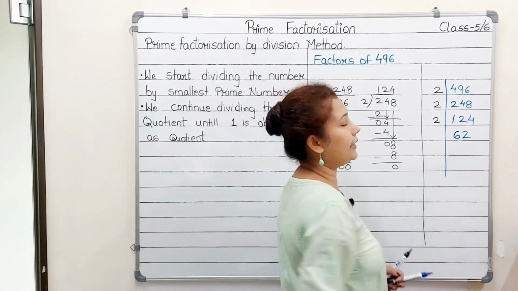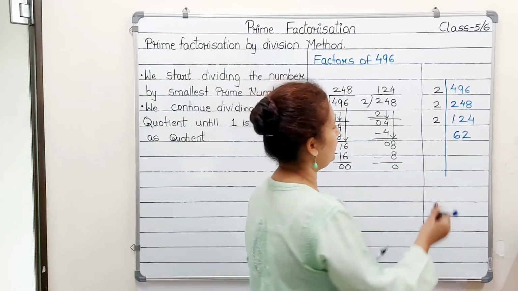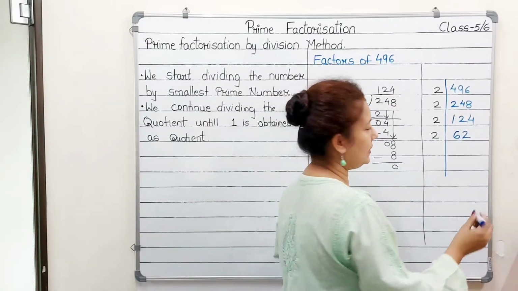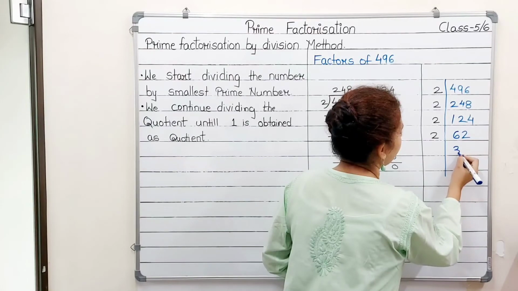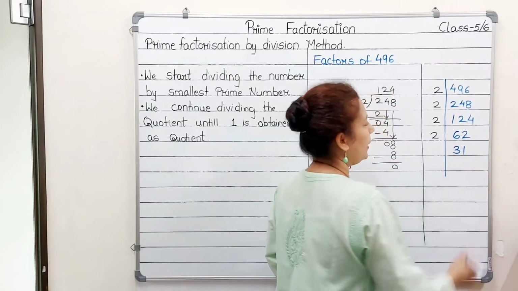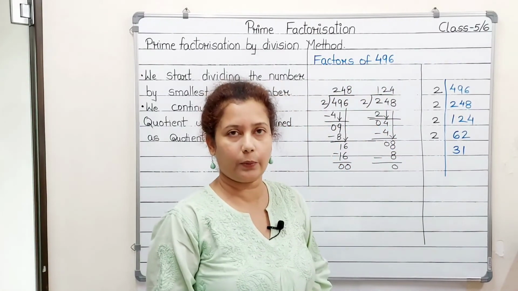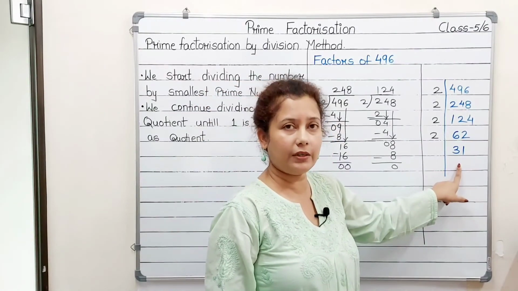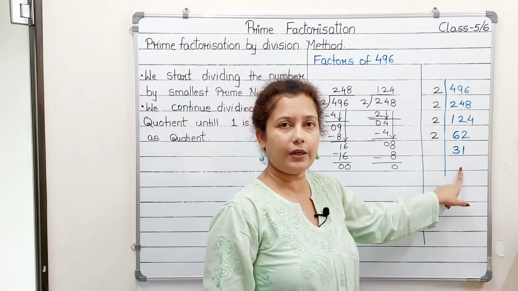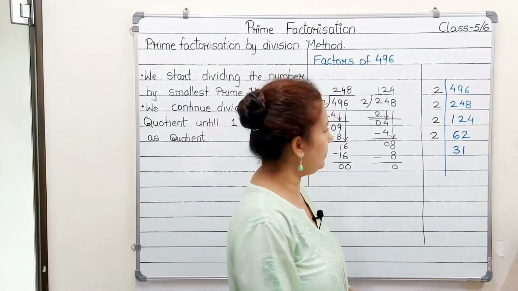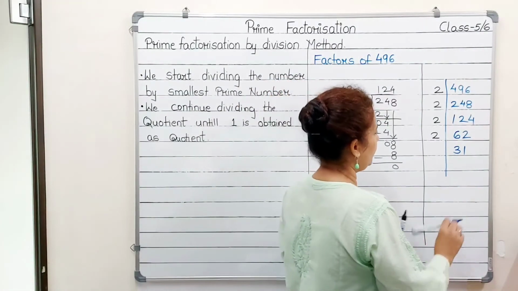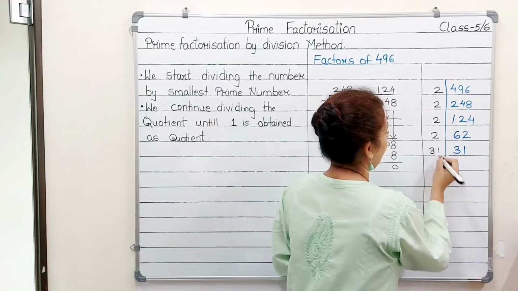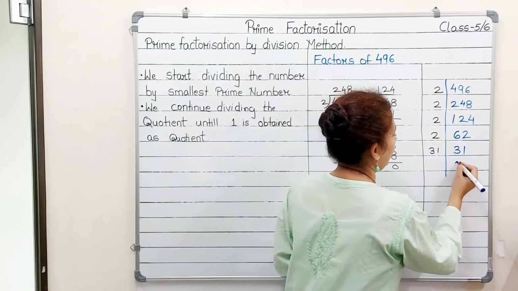Now 62 is again divisible by 2. So we will write 2 here. 2 into 3 is 6 and 2 into 1 is 2. 31. 31 is not divisible by 2. It is not divisible by 3 or 5. It is divisible by 31. So here we will write 31 and the quotient here will be 1.